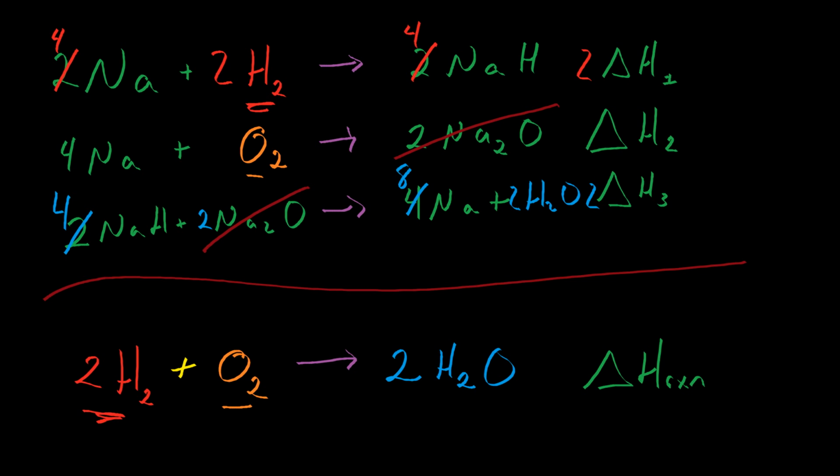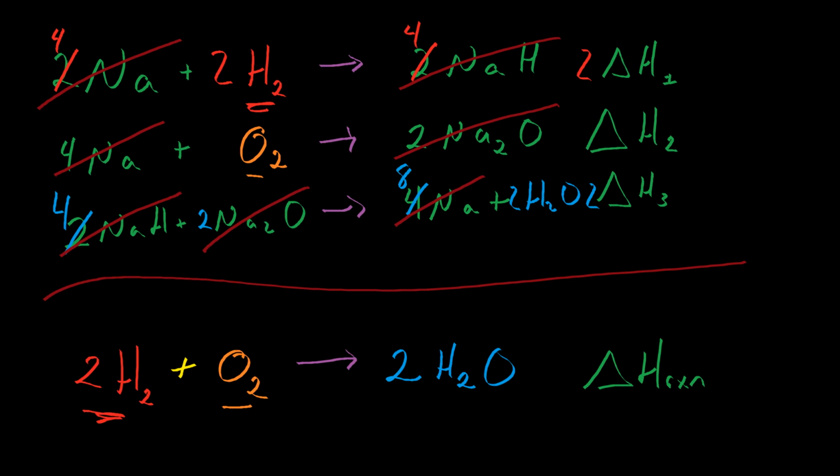And next we get rid of sodium hydride. There are 4 sodium hydride amongst the reactants in reaction 3, and 4 among the products of reaction 1. And then we can get rid of the sodium, because there are 8 sodium in the products, and we have 4 sodium in each of the reactants for reaction 1 and reaction 2. 4 plus 4 equals 8. They all cancel out.